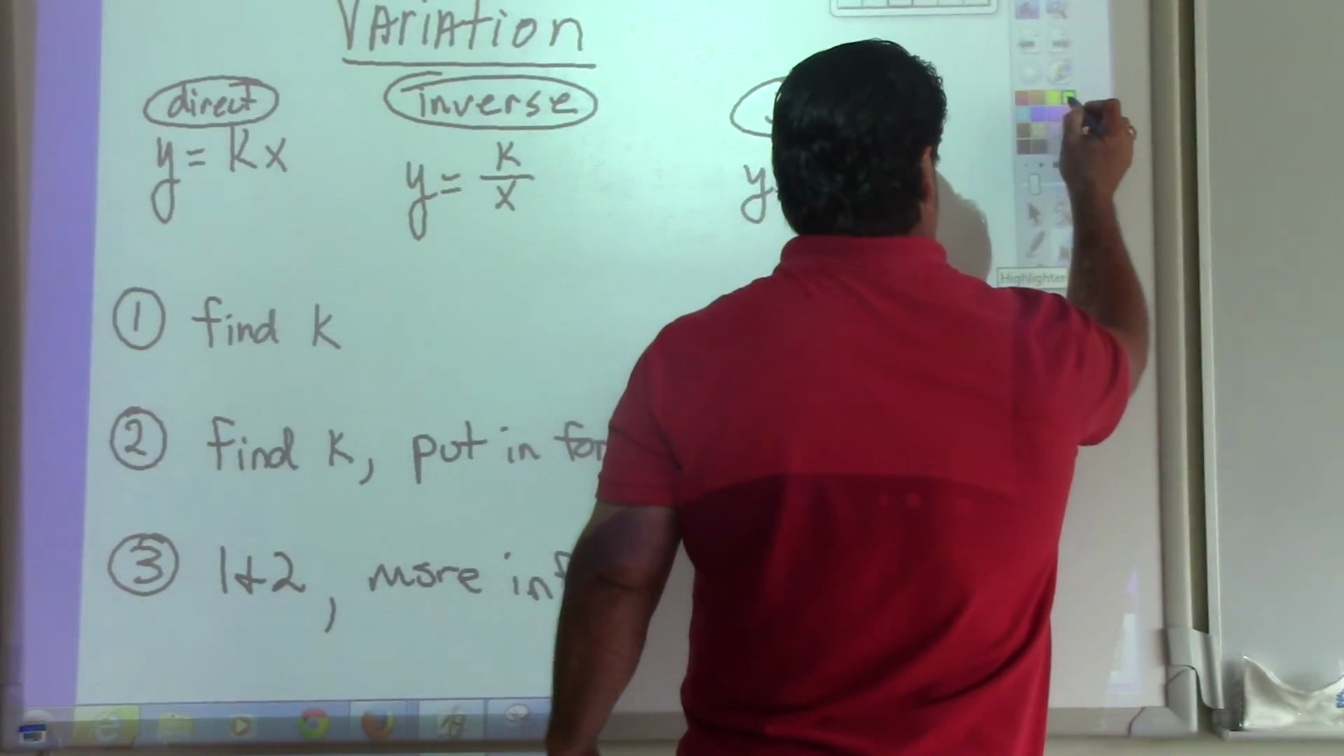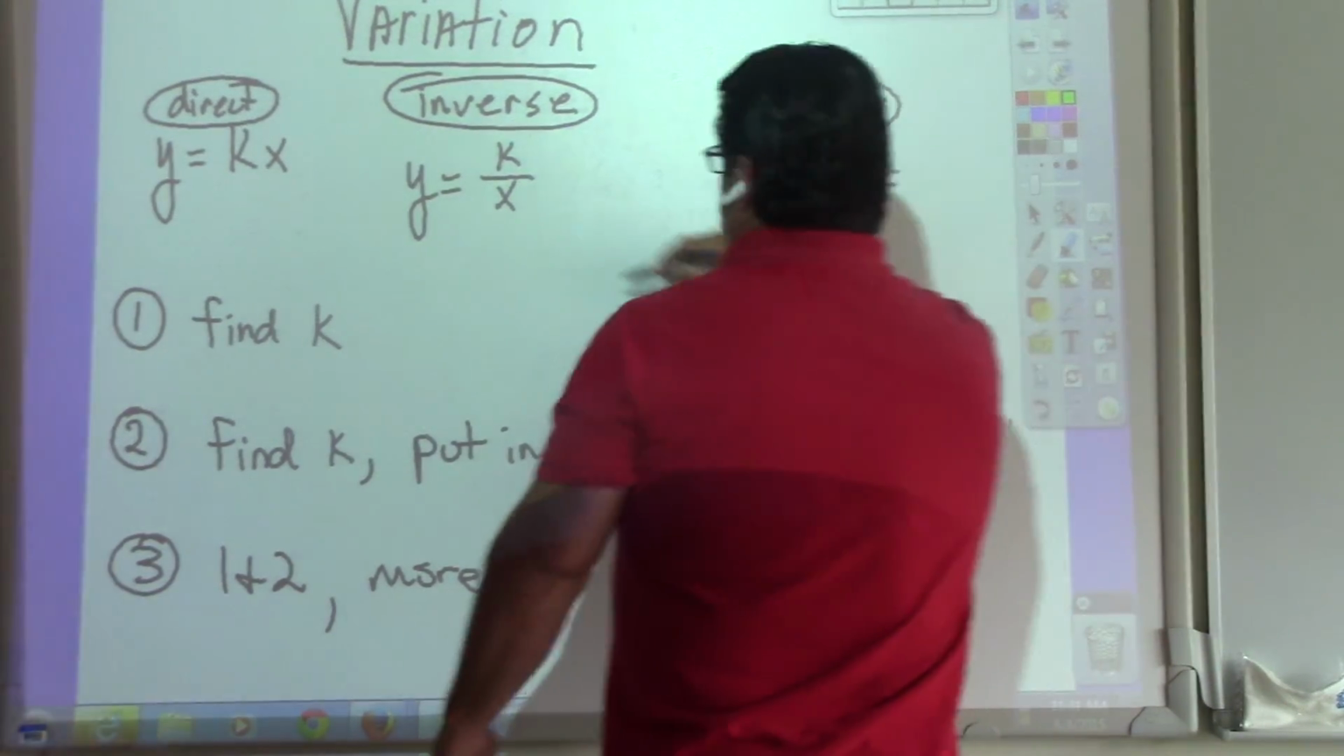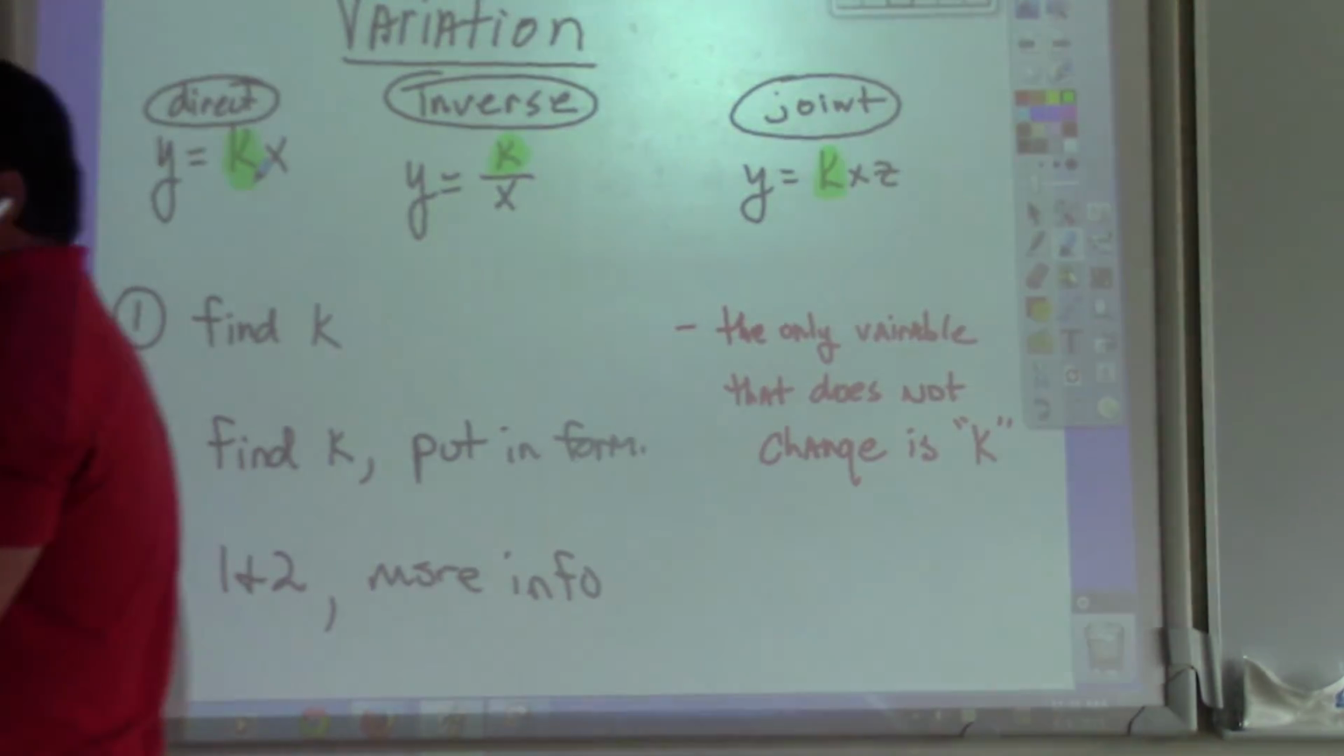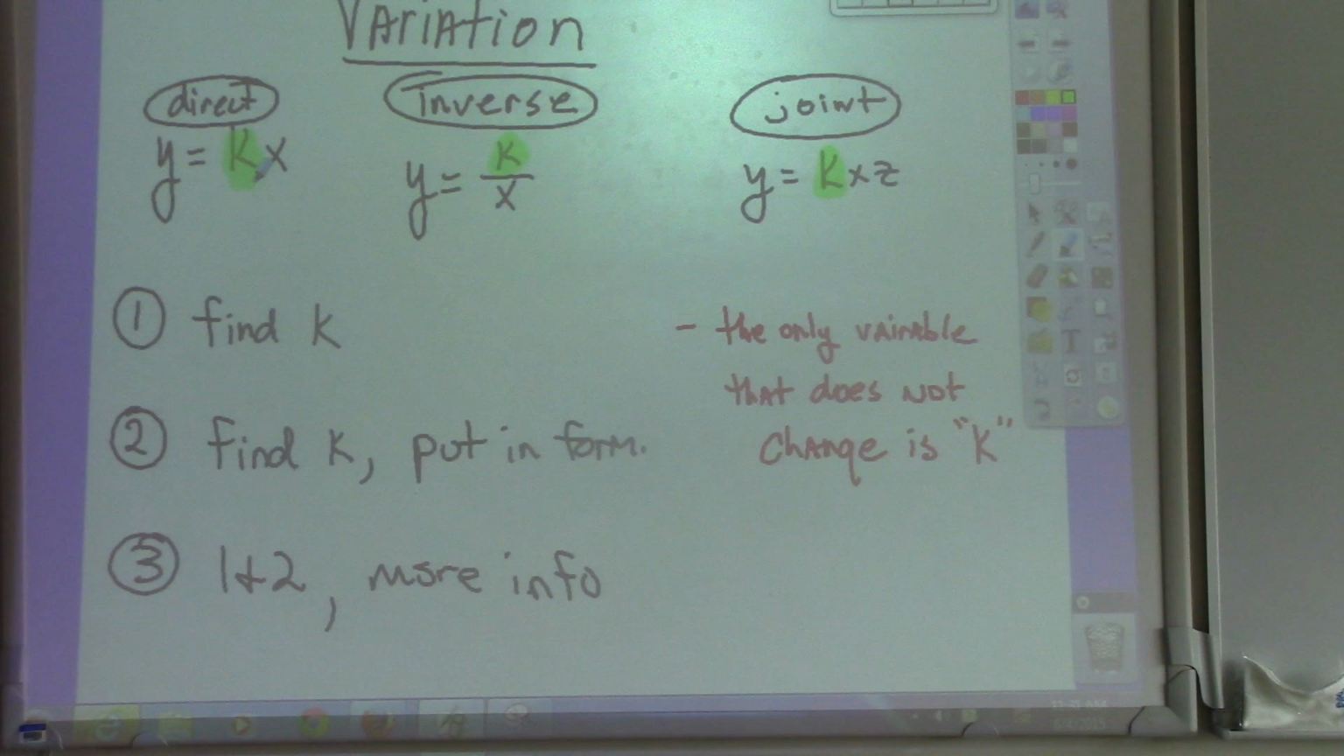Why? Because that is a constant. Let me ask you a question. Let's say I give you a recipe that makes 24 donuts. Okay? And then I tell you, I want you to make 48 donuts.